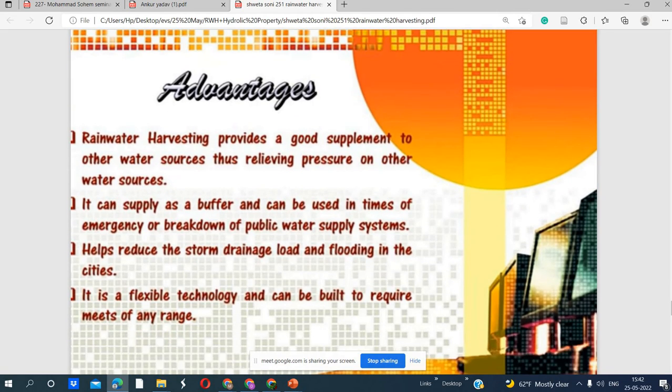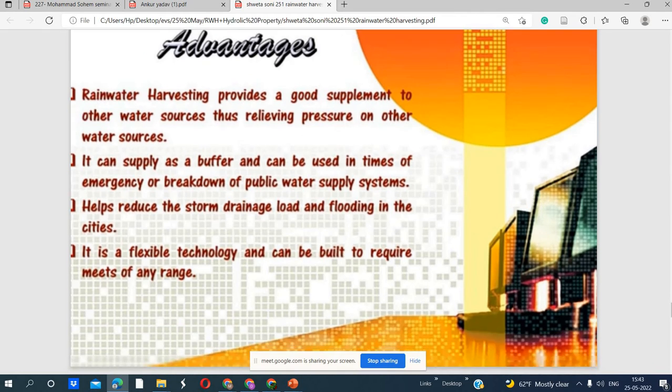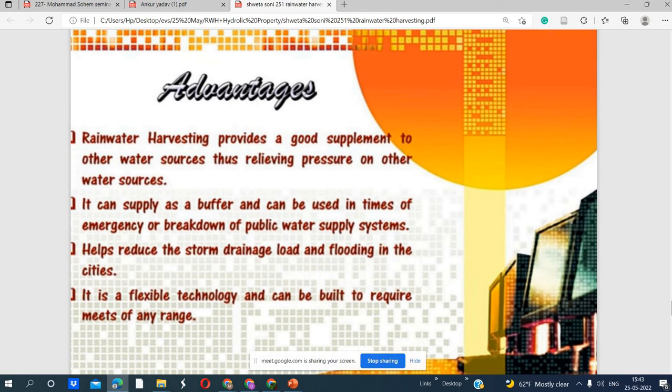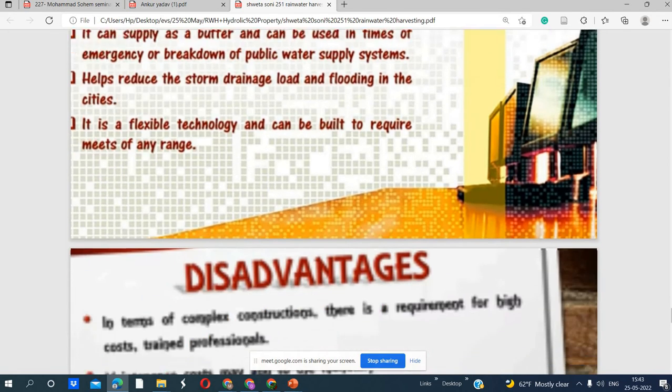So here come the advantages of rainwater harvesting. We can see that rainwater harvesting is the best method because it is really cheap and really easy to install, and also it is a really flexible technology and can be installed anywhere, in houses, in grounds, or in open fields, etc. It can supply a buffer of water when there is a water shortage. These are the basic advantages of rainwater harvesting.